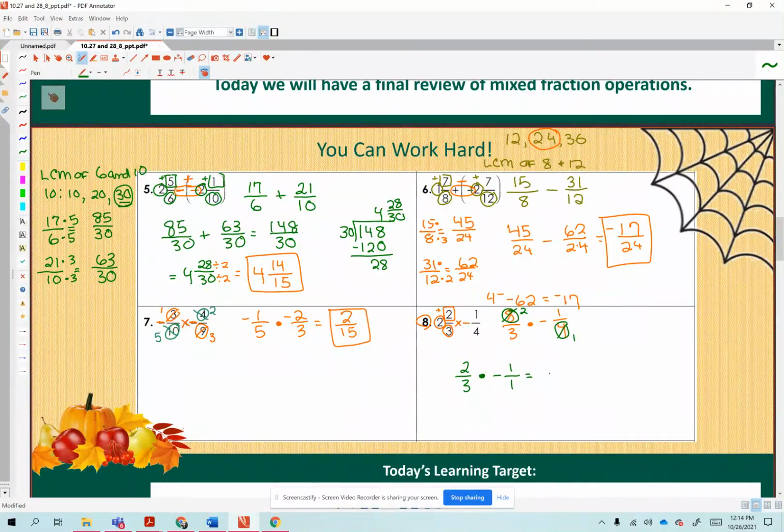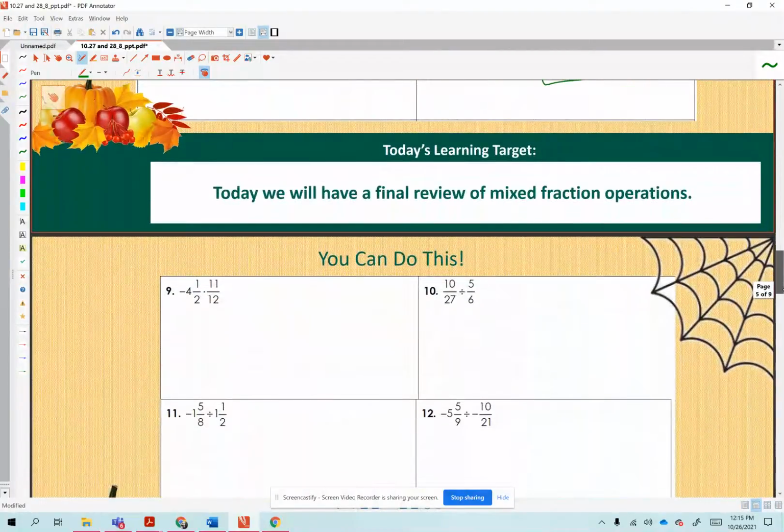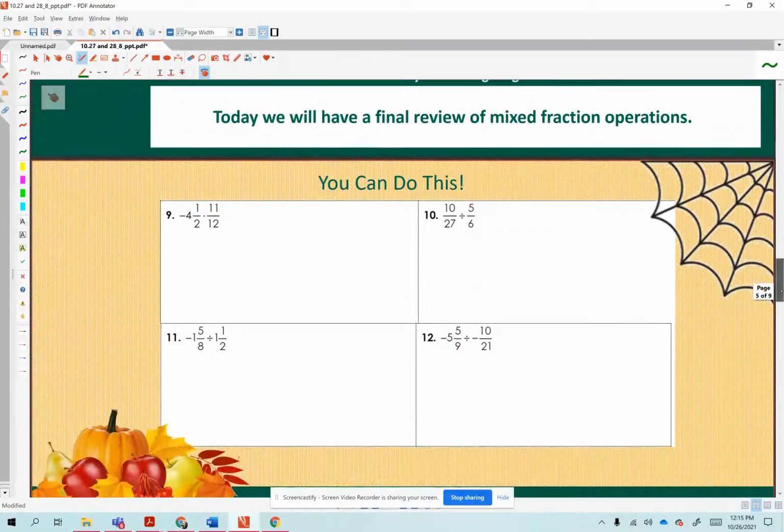And when I multiply 2 times negative 1, I have negative 2. When I multiply 3 times 1, I have 3. And that's the final answer. We cannot simplify that any further. So by taking this step here, we've made our work much easier. So let's go on to number 9 and 10, 11 and 12.